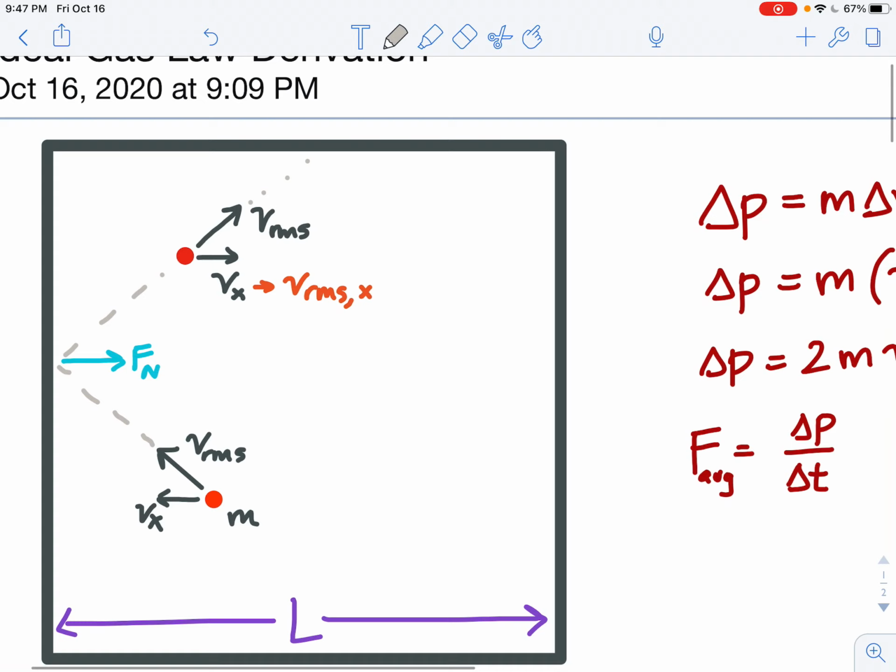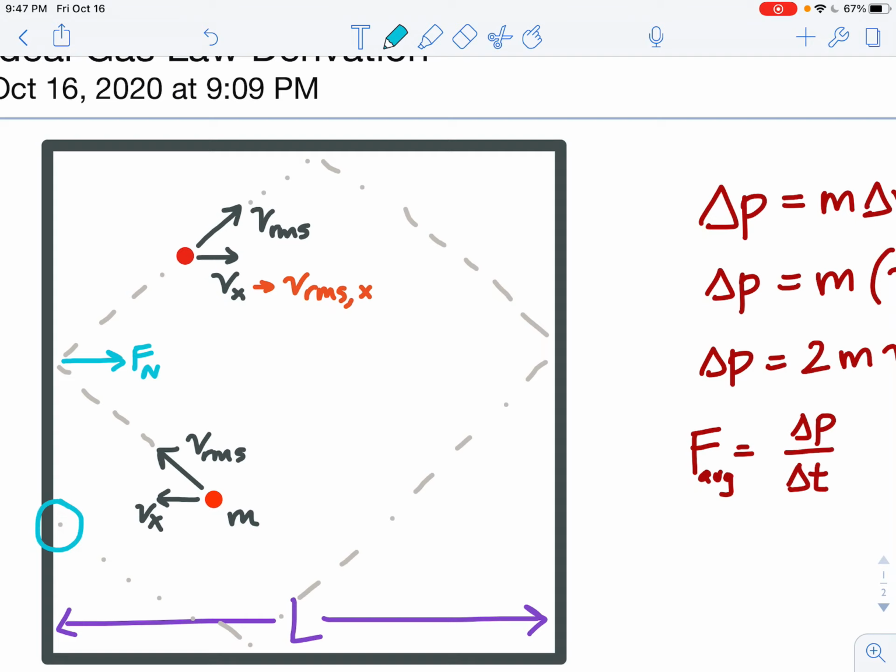It's going to keep on bouncing around, bouncing off with perfectly elastic collisions every single time, until eventually it's going to come back and hit the wall again. Bam! So right there, it's going to hit the wall a second time. How far has it traveled?